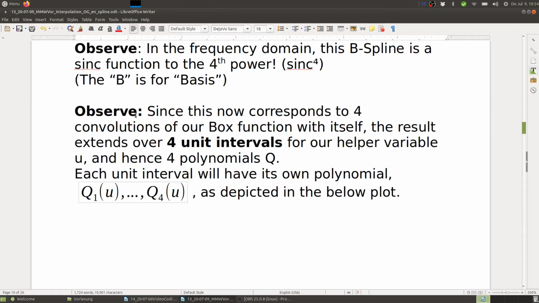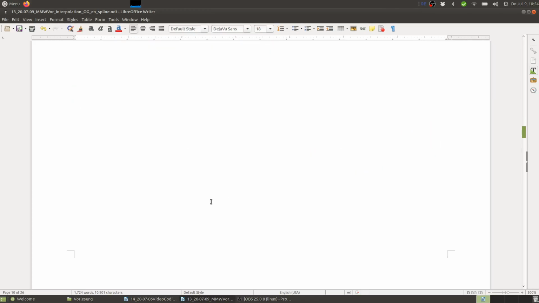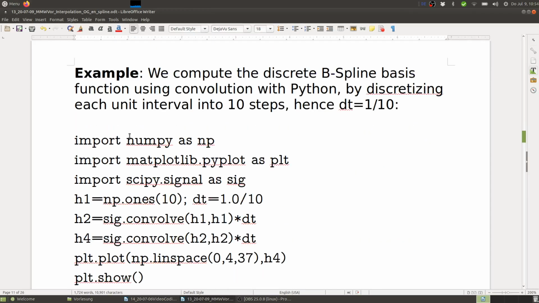So observe, this now corresponds to 4 convolutions of our box function with itself, and the result extends over 4 unit intervals of our helper variable u, and hence we get 4 polynomials q. Right? So each unit interval will have its own polynomial, which we call q1 up to q4 of u, as depicted in the plot below. And this plot we make with this Python code.